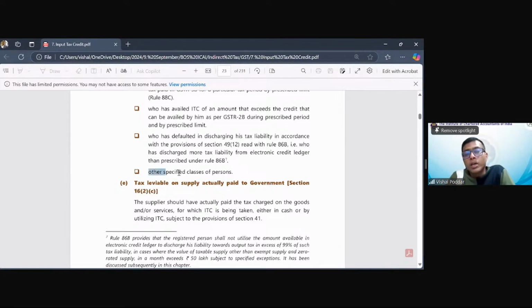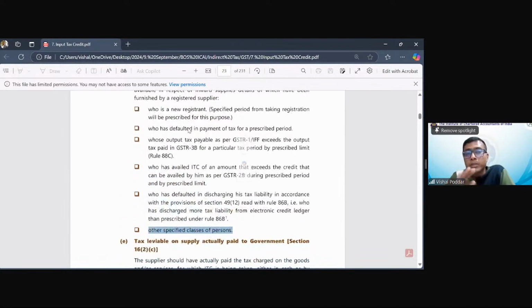Or last is other specified class of person. So see, this is the list which is given in 38, where if your supplier has done any of these faults, I will not give you credit. So interestingly, or rather shockingly or strangely, if the supplier is doing any of these wrongs, you don't get the credit. And this is the riskiest part of this particular new section 38.